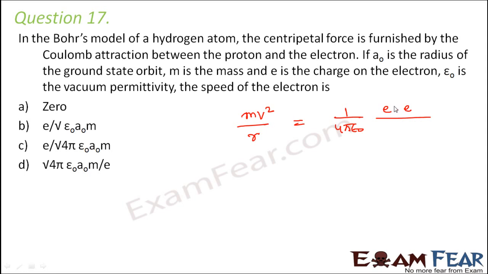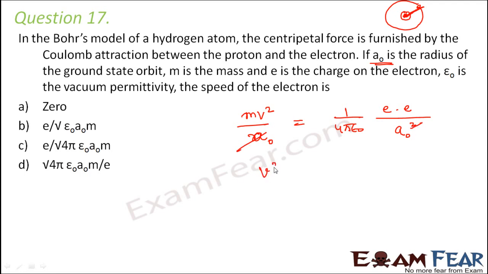Now, distance between the proton and the electron would be the radius of the ground state orbit. That's because if this is the nucleus and this is the electron, then this is the ground state orbit. So basically distance between proton and electron would be the radius. So this would be A0 square, right? Here also this r, that is the radius of the orbit, is nothing but A0. So this A0 and this will get cancelled.